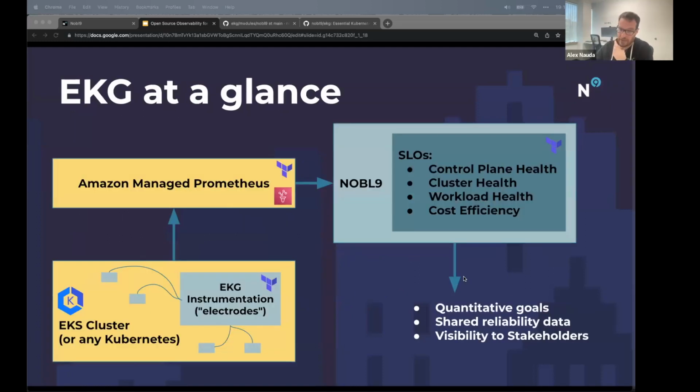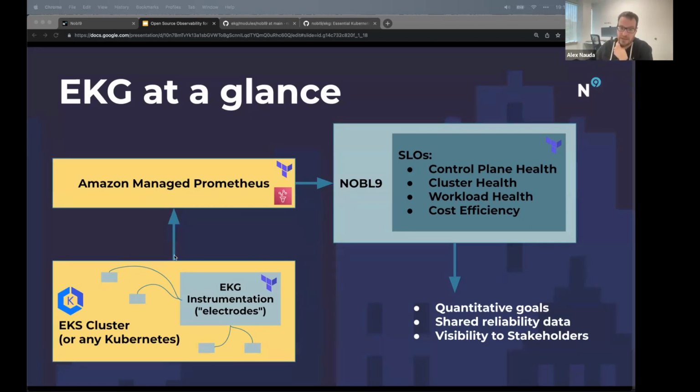And here's a high-level diagram at a glance. Here's your cluster. As I mentioned, EKS is the one we're targeting now. We're very quickly bringing this to additional flavors of Kubernetes because the SLOs themselves are portable. The electrodes, specific instrumentation running inside the cluster. Amazon managed Prometheus or another Prometheus of your choice. You can bring your own Prometheus.